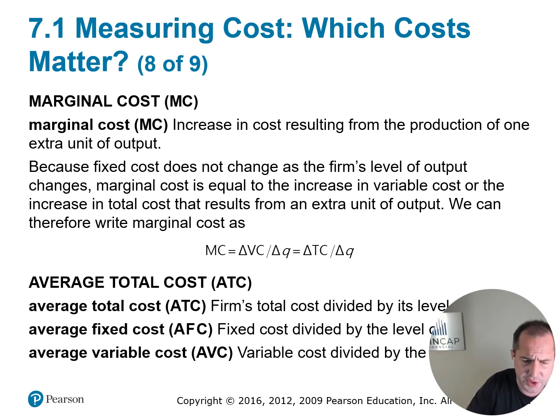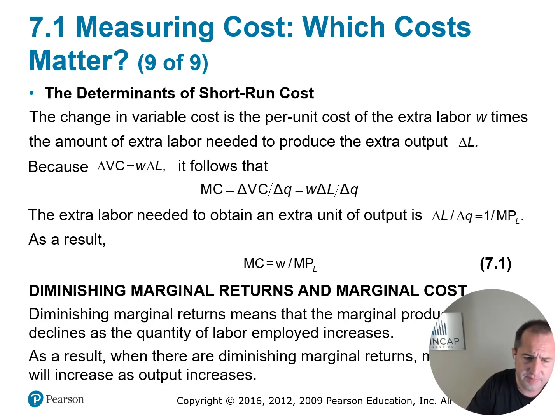Definitions here certainly show up in a later exam: average total cost, average fixed cost, average variable cost. Determinants of short run cost.